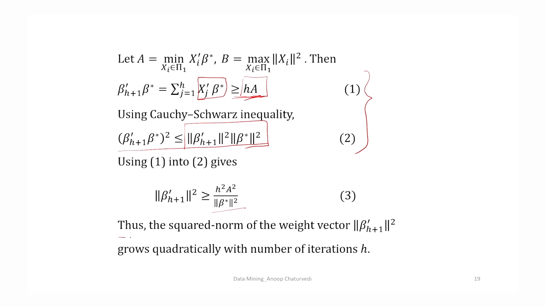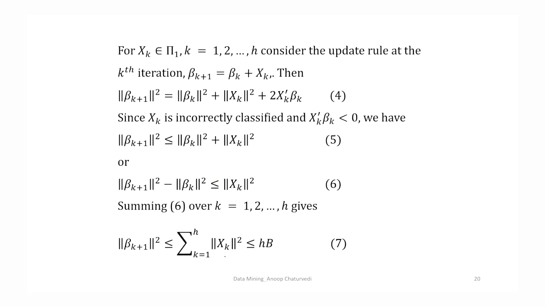So, the square norm of the weight vector beta h plus 1 grows quadratically with the number of iterations h, because it involves h square. So, as the number of iterations increases, this also increases quadratically in h, for x_k belonging to pi 1, k equal to 1 to h.